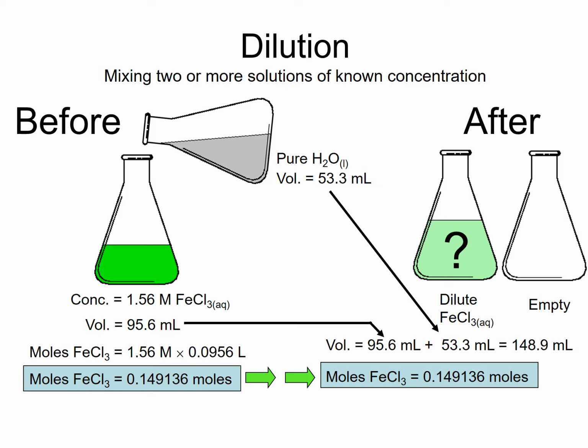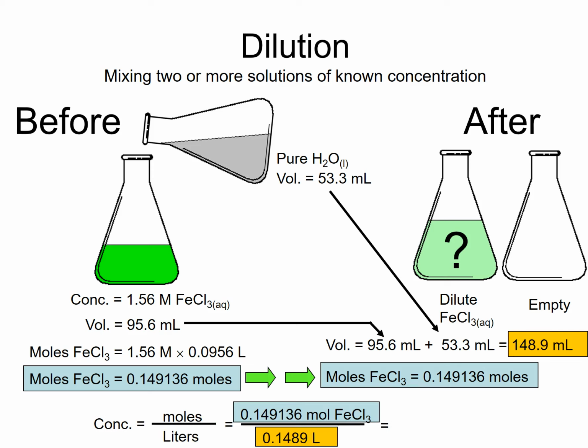Good. I now have the two pieces that I need to calculate a concentration: the number of moles of the solute, 0.149, and the volume of the solution when it was all over, and that is 148.9 milliliters, or 0.1489 liters. I'll have to be faithful to that liters definition again. Taking moles and dividing by liters, I take 0.149 divided by 0.1489 liters, and the solution's concentration comes out to be 1.00 molar iron chloride. Does this sound reasonable?